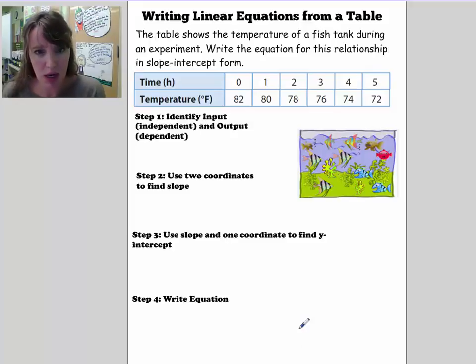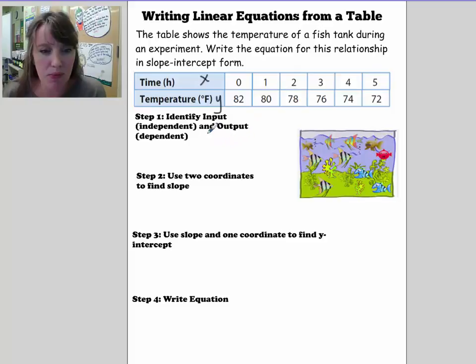So let's see. Let's look at what's happening here. As the hours increase, the temperature looks like it's decreasing, right? So the input and output variables are going to be the independent and dependent. Our input is going to be time. This is our x. And our output, our dependent, is going to be the temperature. So the temperature depends on the time. Okay.